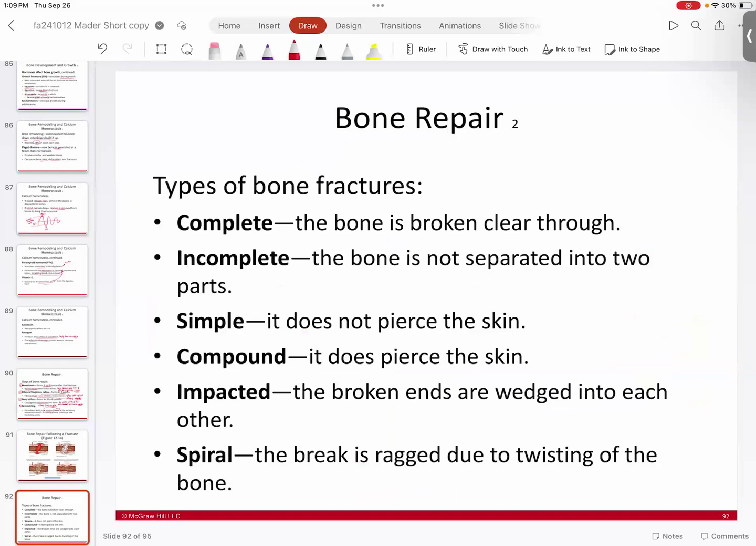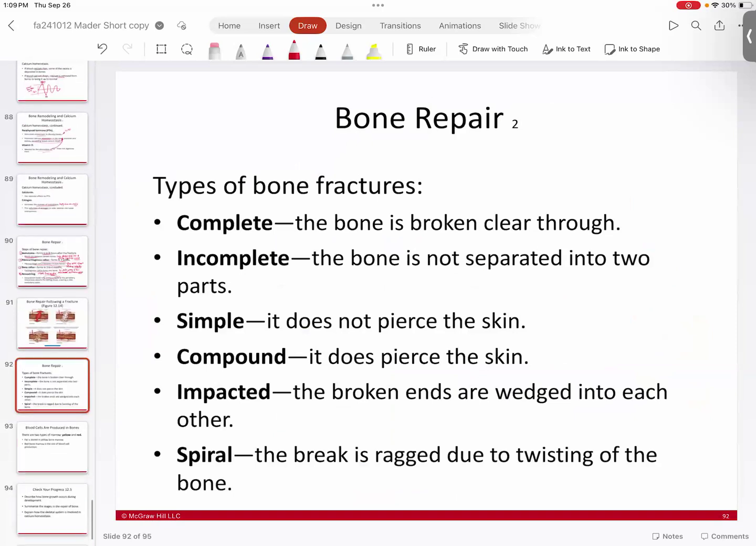So basically, when you get to different types of bone fractures, they can be classified as either complete, where basically the bone is broken clean through, or incomplete, where it's basically not separated in 2 parts. It can be simple or compound. So it's simple, it doesn't protrude from the skin. Compound, it does break through the skin. Those are pretty gory types of breaks.